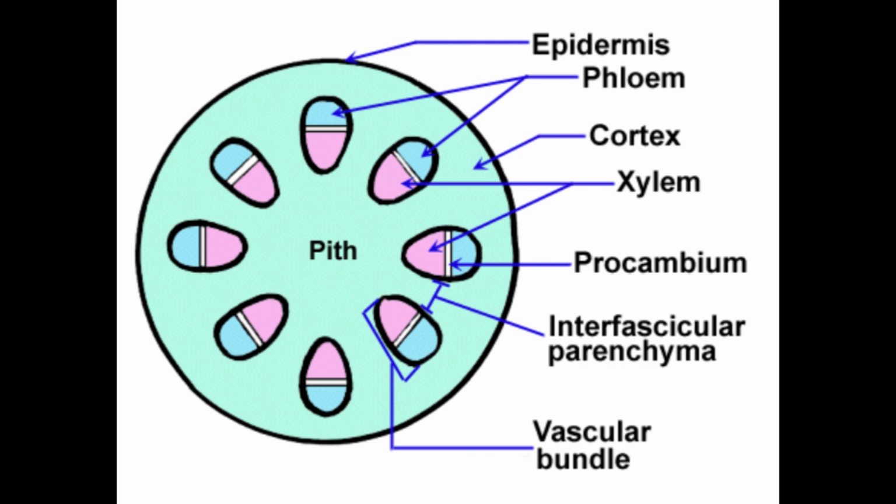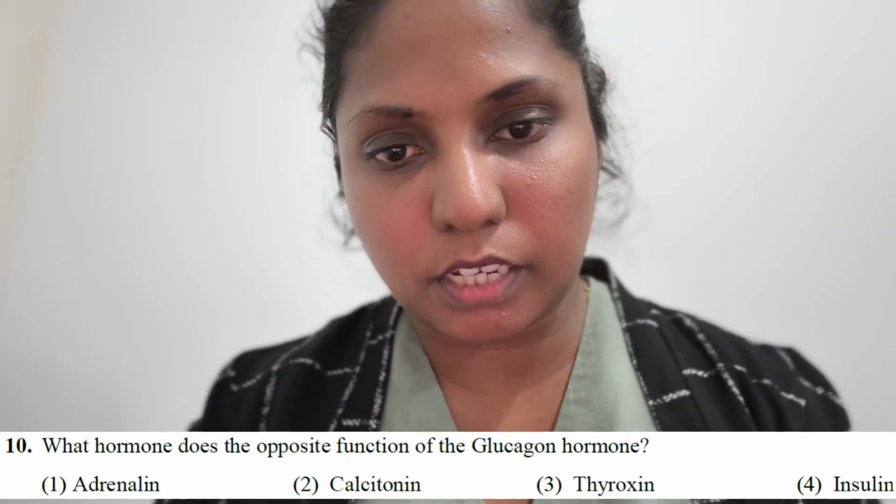The parenchyma helps store food during photosynthesis and supports metabolism, and it is soft, so it does not provide rigidity. So the appropriate answer for the question is answer number 1. Let's focus on question number 10.